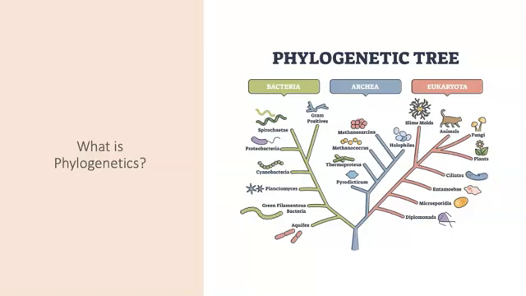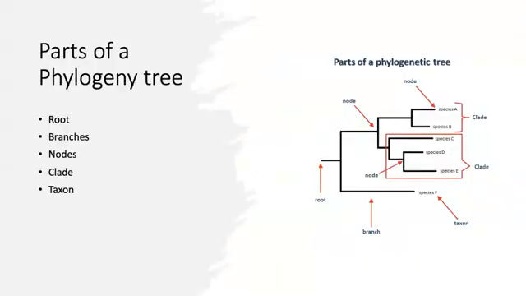Descent with modification is the idea that species change over time, they give rise to new species, and they also share a common ancestor. So let's go over a couple parts of a phylogeny tree. You got the root, as you can see where the arrow is pointing to it. It is the oldest point in the tree and is said to be the theoretical last common ancestor of its descendants. But not all phylogenies have roots. I'll show an example later.